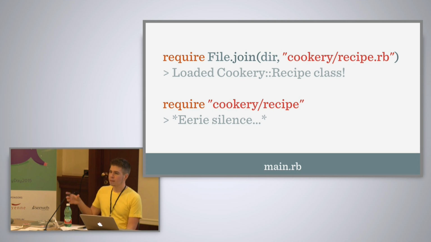The unshift just prepends an entry to the top of the load path because Ruby will search from top to bottom. And when we require it, we can look at the loaded features list and it will now contain the absolute path to the file we loaded.